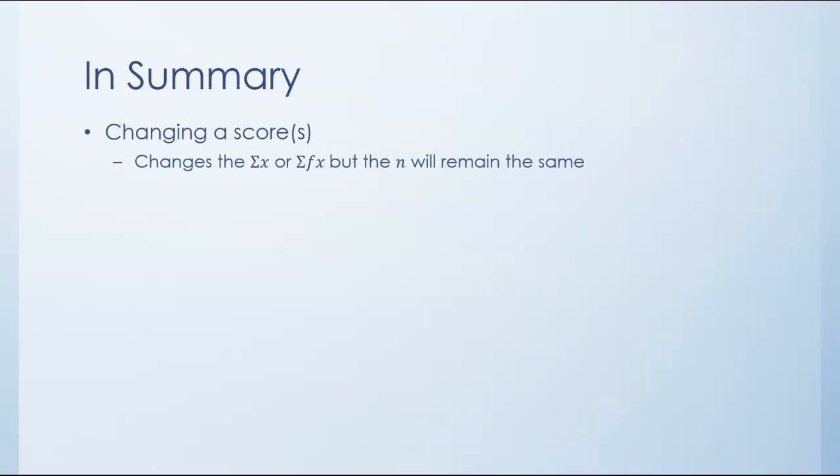So kind of in summary, if you change a single score or scores, it will change your sum of your x's, or if you're using a distribution table, your sum of your f times your x, your frequency times your x. But it will not change the number of data points that you have. It does not change your n. That will remain the same. And there's no real way to do a cool little prediction of how that's going to affect it. So you just have to do the math again and do your mean again in order to figure out what happens when you change a particular score.